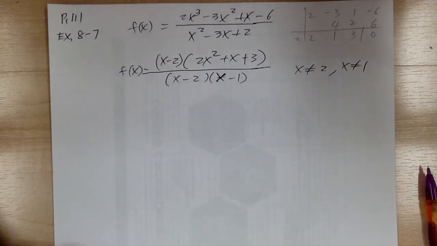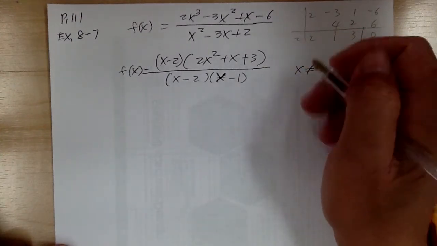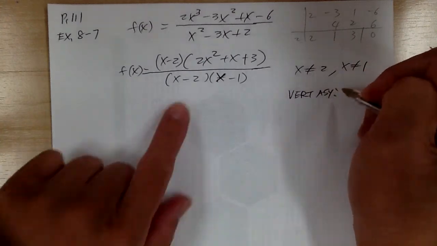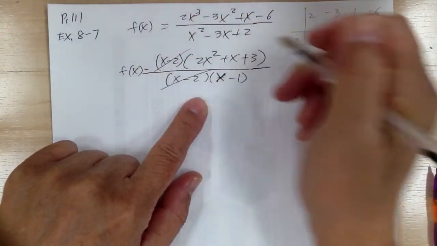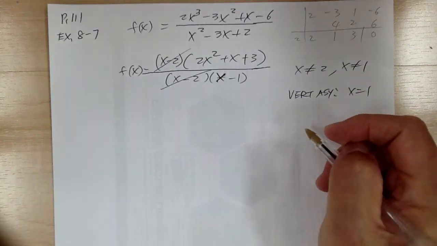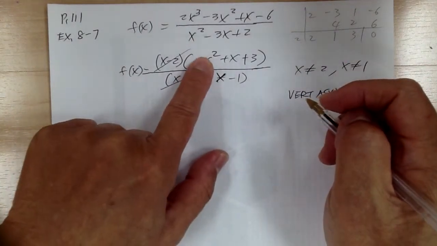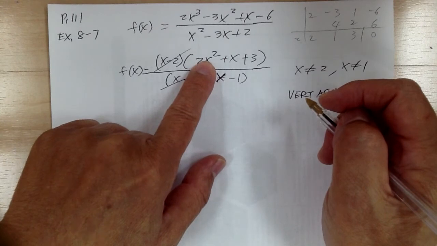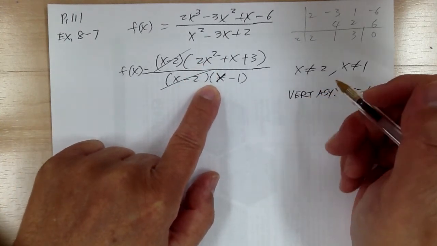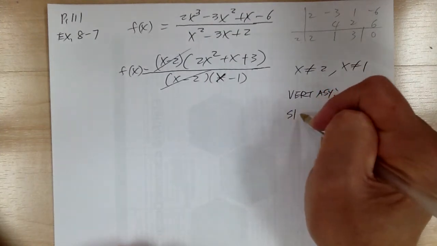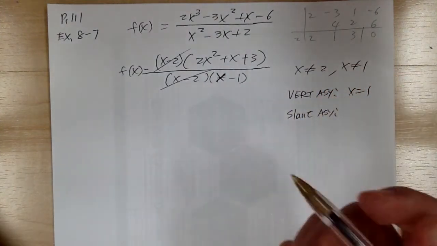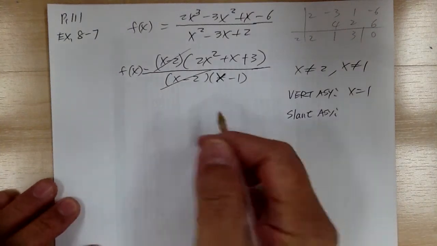Okay, so again, from here, let's go and get all the information. So the vertical asymptote is going to be, this will cancel out, so the vertical asymptote would be x equal to 1. Now the next part, because the degree on the top is bigger than the bottom, you're not going to get a horizontal asymptote. What you're going to get is a slant asymptote. And the way to do that is to use long division.